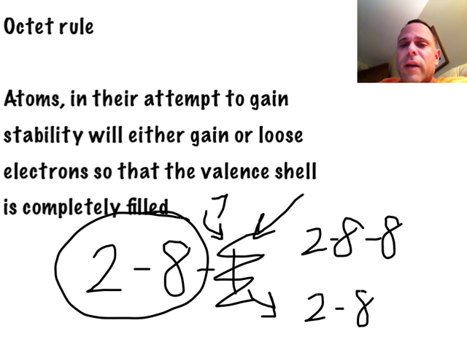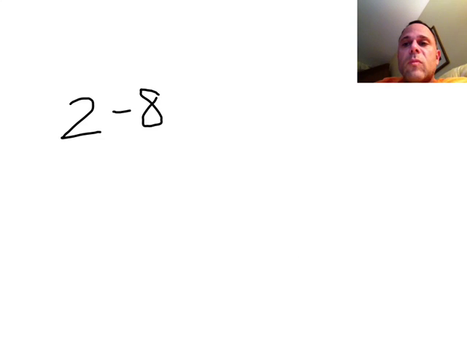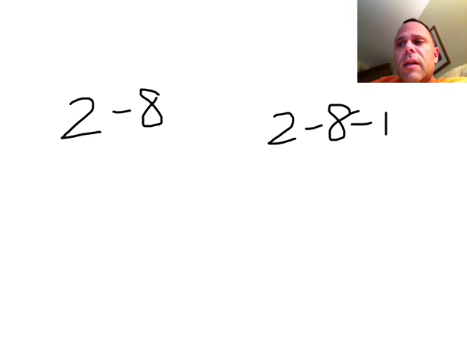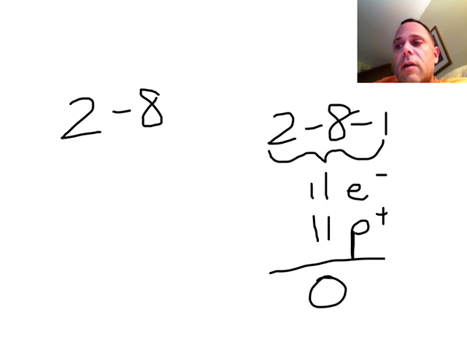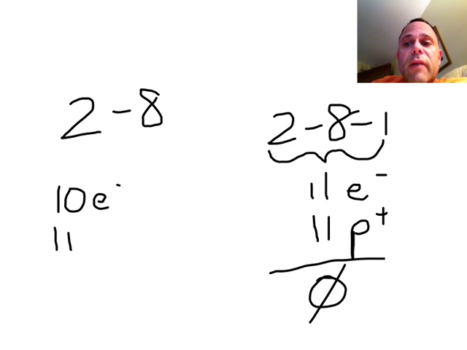But now we have to consider something else. Let's go to the next slide. Now the electron configuration is 2-8. Now remember, it was 2-8-1, meaning that it had a total of 11 electrons. It also had 11 protons, and this element was neutral. Now the element has only 10 electrons. It still has 11 protons, making it have a net charge of +1.